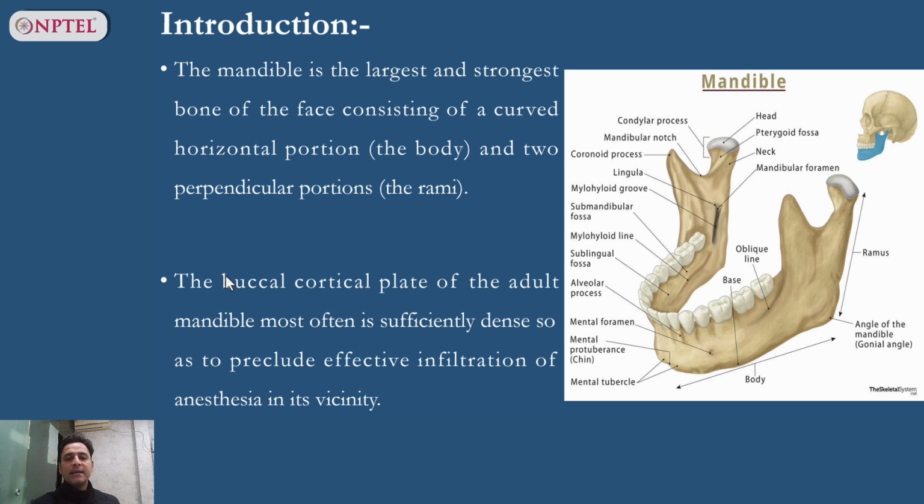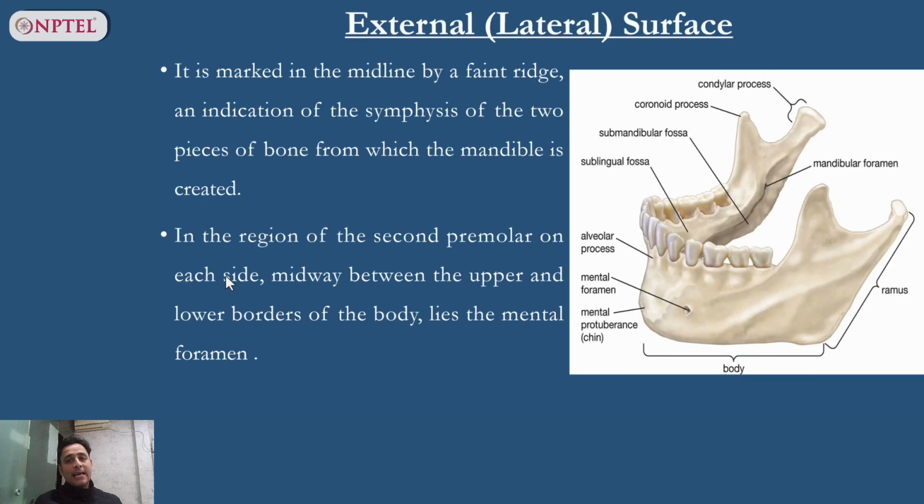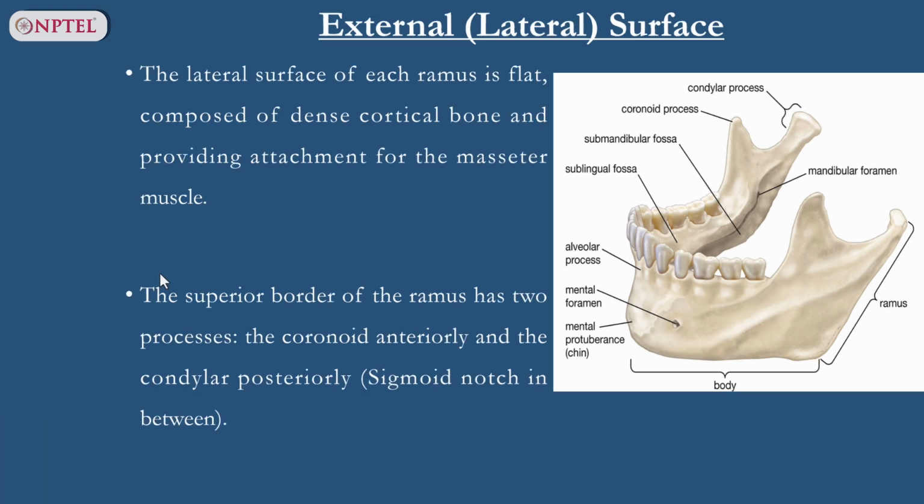The buccal cortical plates of the adult mandible are often significantly dense so as to preclude any effective infiltration anesthesia in the vicinity. The external or lateral surface is marked in the midline by a faint ridge. It is an indication of the symphysis of the two pieces of the bone from which the mandible is created. In the region of the second premolar on each side, midway between the upper and lower borders of the body, lies the mental foramen, through which the mental branch of the inferior alveolar nerve exits.